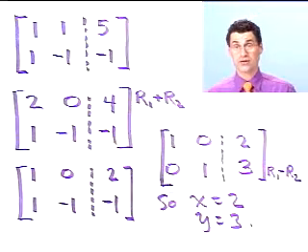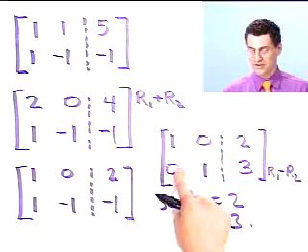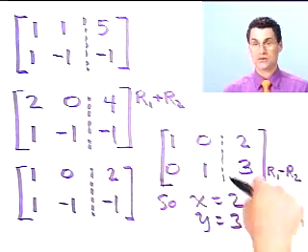This is the Gauss-Jordan method. You want 1s along this diagonal here and 0s everywhere else. So you can just say x equals, y equals. OK. We'll take a look at this method again up next.